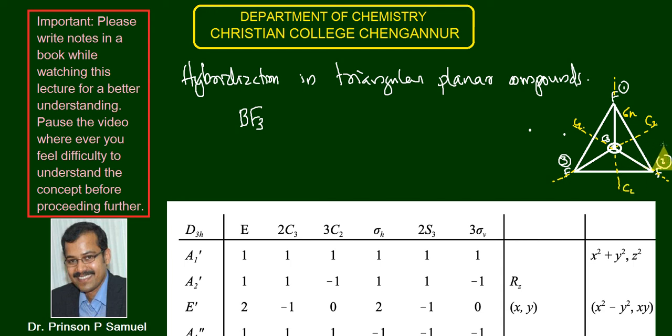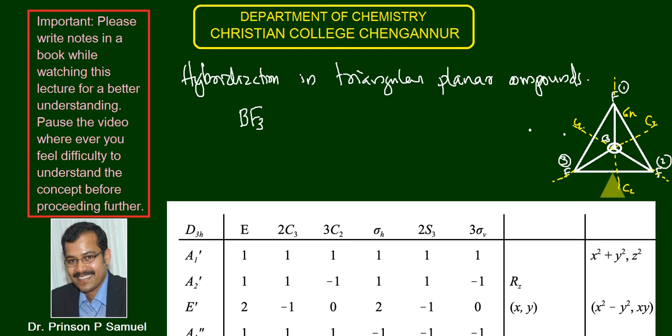Okay. And then we have a sigma v. What is sigma v? It's a vertical plane, or the plane containing the principal axis. So there are 3 sigma v's, and each sigma v is containing the C2 axis, or the boron fluorine bond in this case. Okay, so here is a vertical plane, and this vertical plane is perpendicular to the plane of the board, and another vertical plane is through this boron fluorine bond, and another vertical plane is through this boron fluorine bond. So there are 3 vertical planes, or 3 sigma v's.